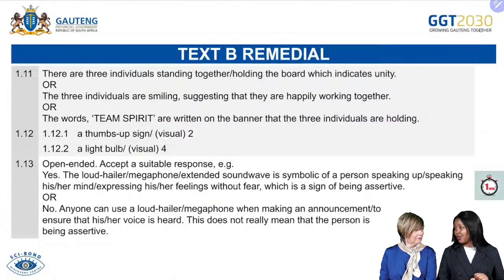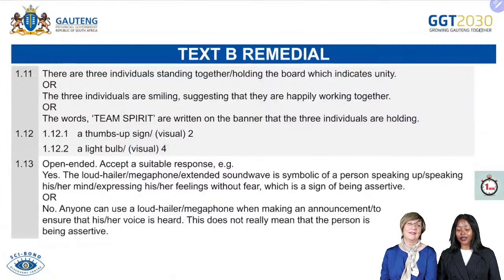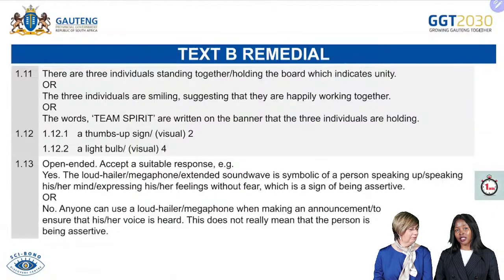Now, this is an open-ended question, ladies and gentlemen. Remember, you can either agree or disagree. Better yet, you can have a combination answer. And these are the possible responses that you could have had. For people who said yes, perhaps the loud hailer or megaphone extended sound waves is symbolic of a person speaking up or speaking his or her mind, who's also expressing his or her feelings without fear, which is a sign of being assertive. So you may not have this answer exactly, but the idea must be presented in your answer.